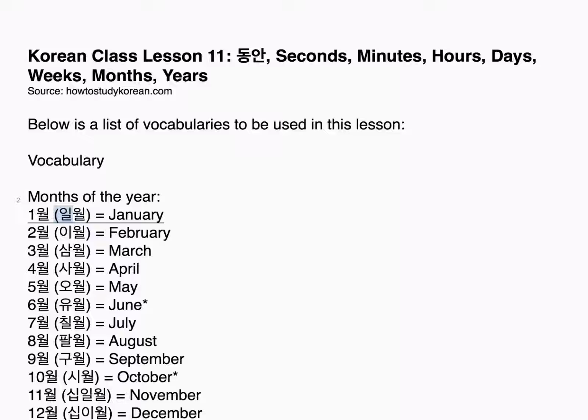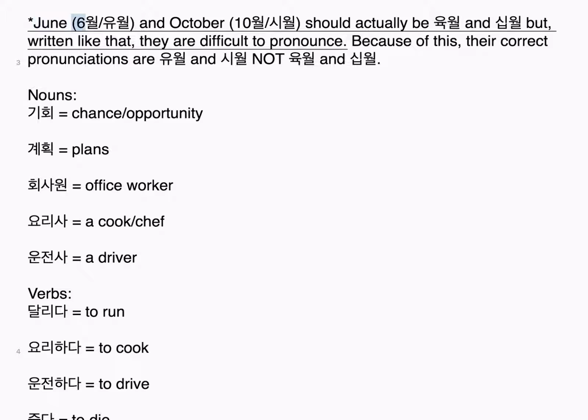1월 = January, 2월 = February, 3월 = March, 4월 = April, 5월 = May, 6월 = June, 7월 = July, 8월 = August, 9월 = September, 10월 = October, 11월 = November, 12월 = December.